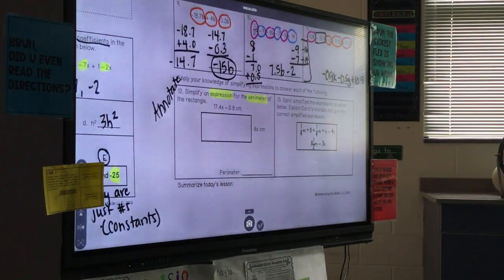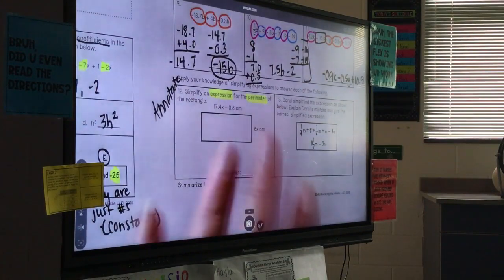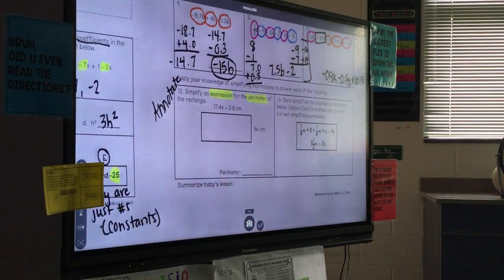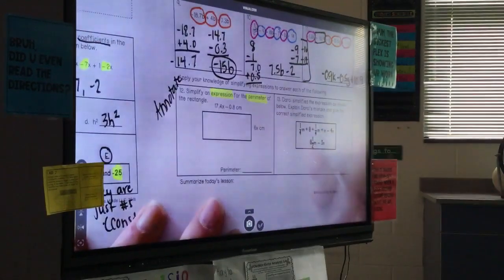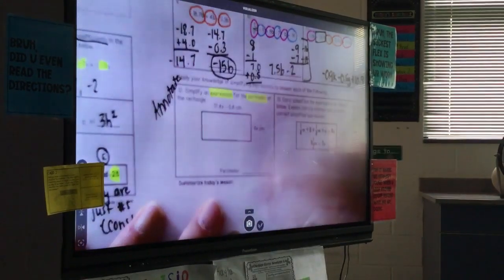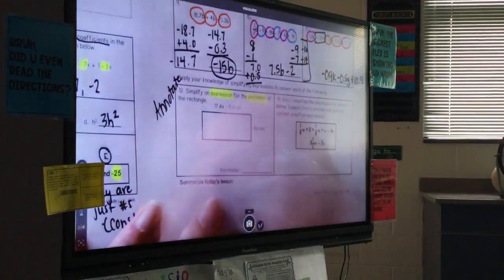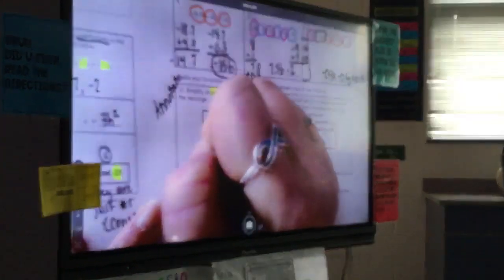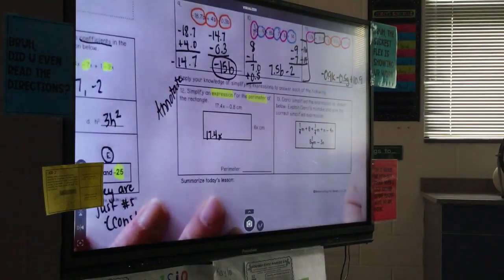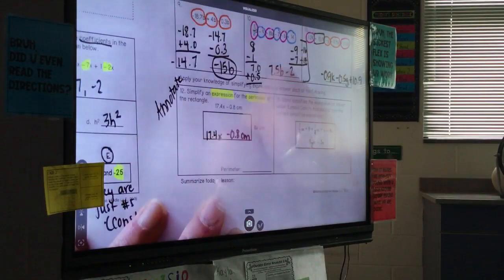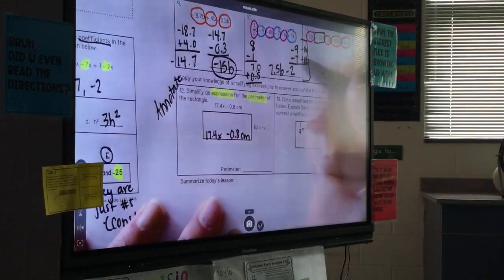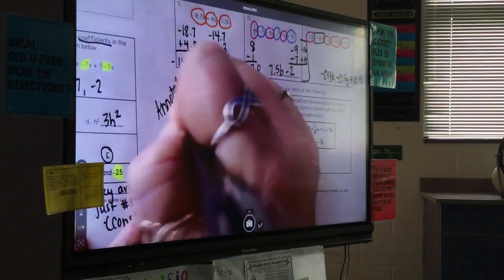All right, Braden, first and foremost, what are we finding? The like terms or the perimeter. Thank you. We're finding the perimeter, not area, so be careful with that. All right, next. Braden, what goes down here underneath on the bottom side of my rectangle? 17.4 minus 0.8, for X. Or X minus 0.8 centimeters. Okay. And then what's going to go on the left side? 6x centimeters. Okay.